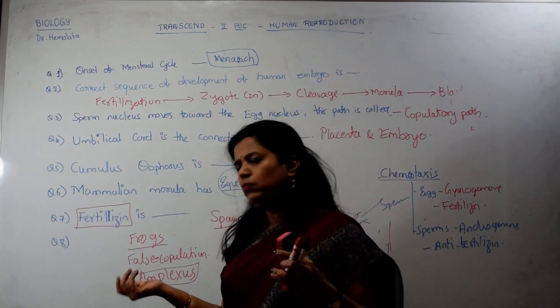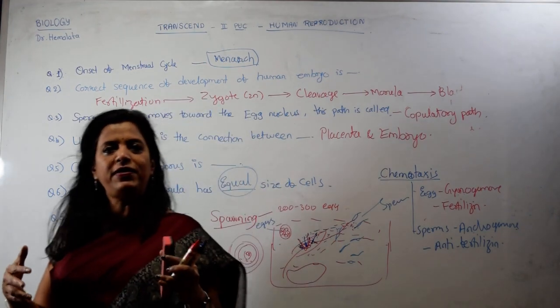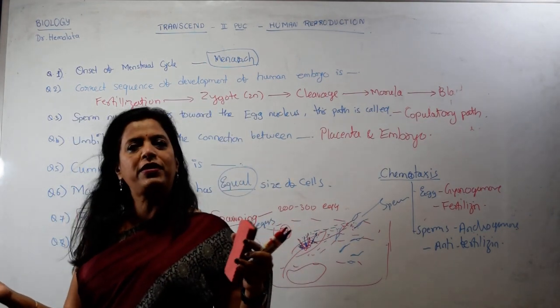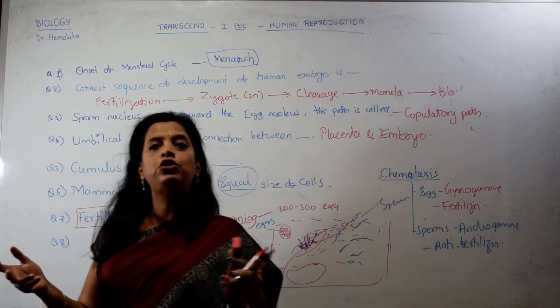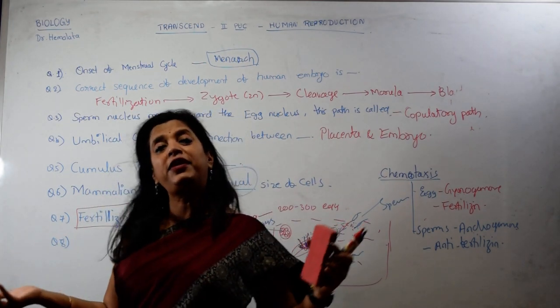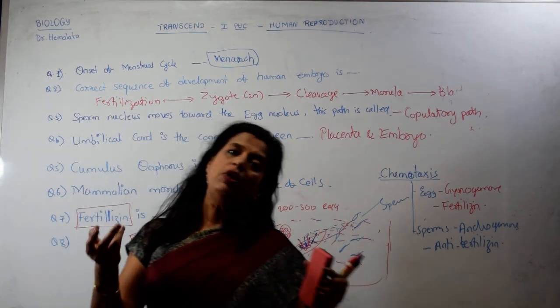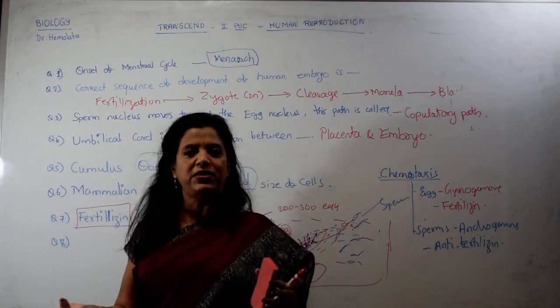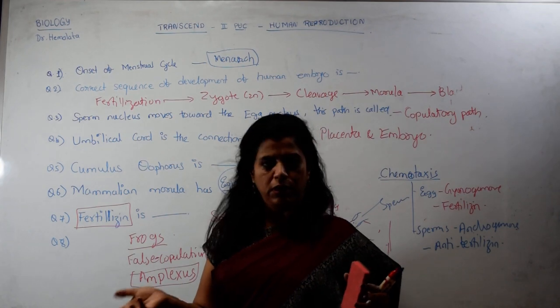That's why frogs produce a large number of eggs, so that there will not be any issue later. Because at least one gets fertilized, at least two get fertilized. If only one or two were released and all of them were wasted, then the frog would not continue its generation.